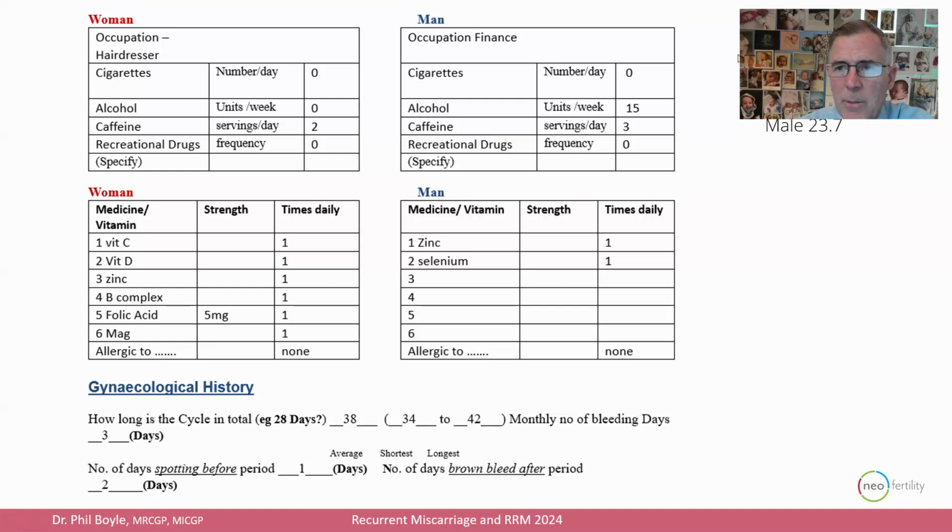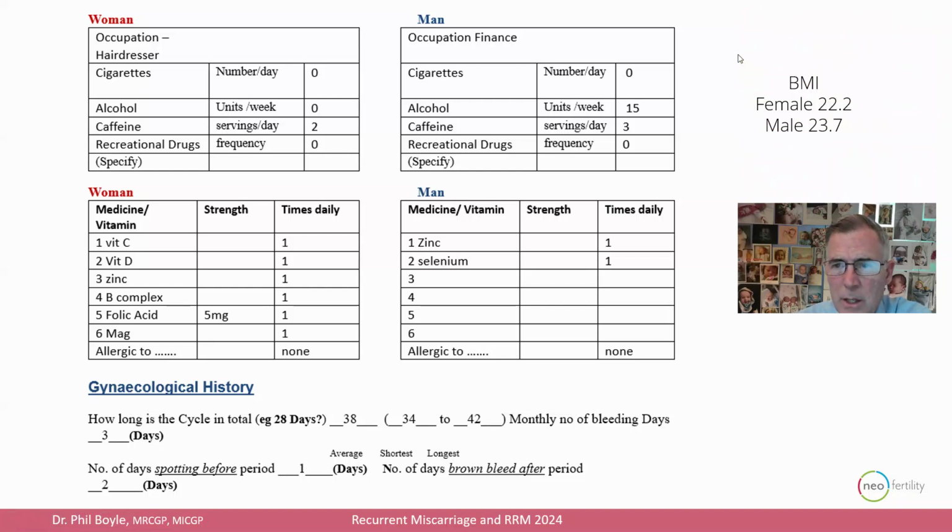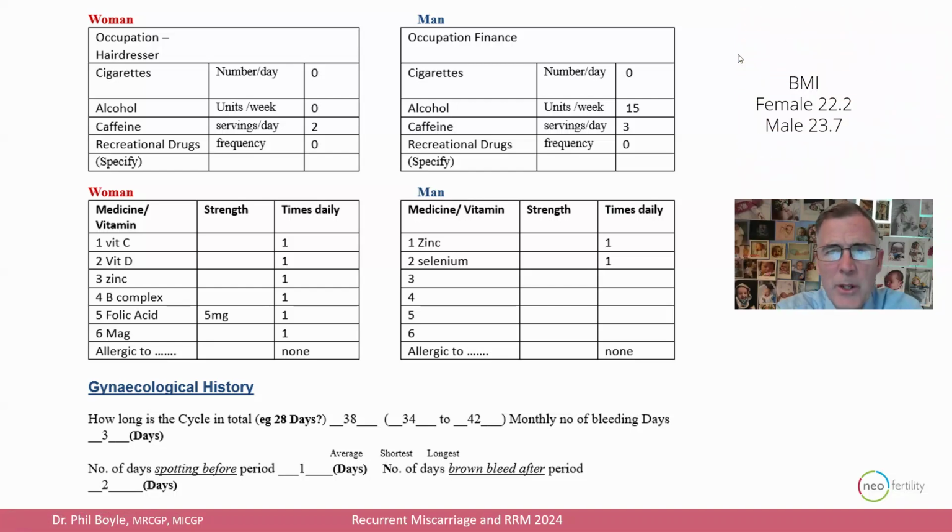So this is from the patient intake form that we use, and her BMI was fine. They were non-smokers, modest alcohol, caffeine, really not that bothered about it. And most people I find have taken too many supplements by the time they come to me. But look at this. She's got long cycles, 38 days on average, sometimes up to 42 days. Straight away for me, that's follicular dysfunction. And the commonest thing I would find would be polycystic ovaries. And that's something that I'd want to treat in advance.